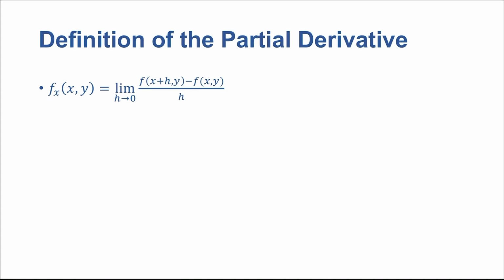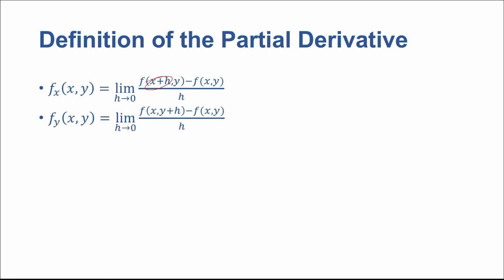So I can define f sub x, which is the partial derivative with respect to x of f of x comma y, is equal to the limit as h approaches 0 of f of x plus h comma y minus f of x y over h. So we're only perturbing this x value. So if I have a graph, I'm only going to be perturbing one value and the other value is going to remain constant, okay?